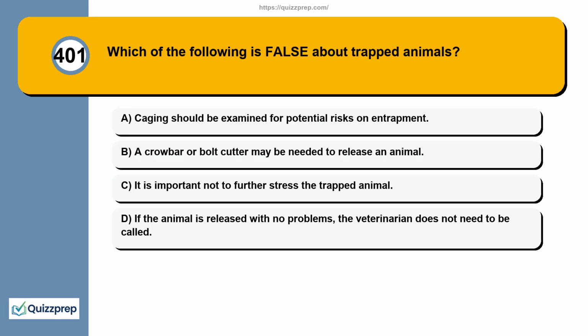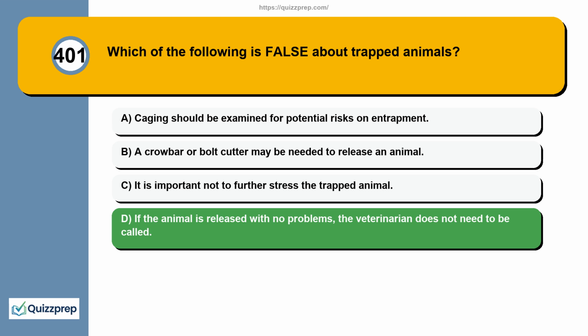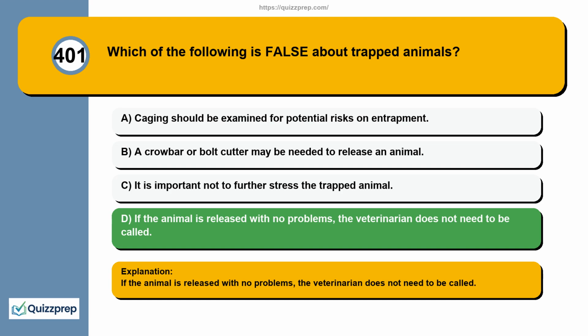Question 401. Which of the following is false about trapped animals? Option A. Caging should be examined for potential risks of entrapment. Option B. A crowbar or bolt cutter may be needed to release an animal. Option C. It is important not to further stress the trapped animal. Option D. If the animal is released with no problems, the veterinarian does not need to be called. The correct answer is option D.